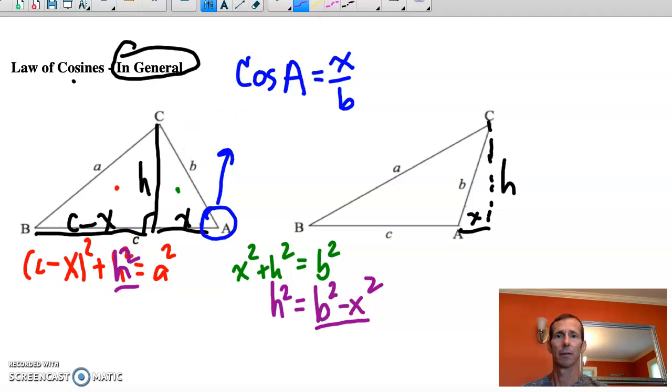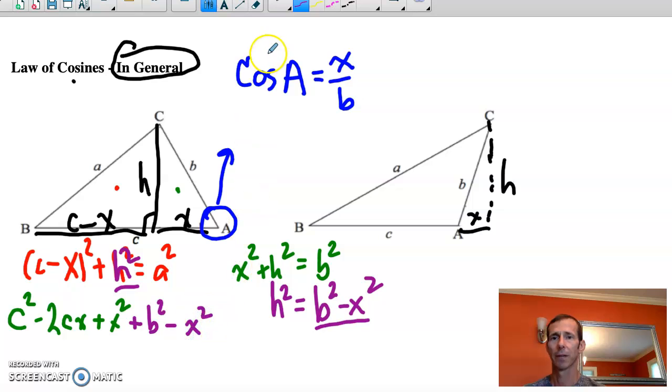And then we will have our expression. So if I expand the c minus x squared, I should get c squared minus 2cx plus x squared. Now I'm going to do a substitution here. H squared is equal to b squared minus x squared, so plus b squared minus x squared. And that still is going to equal, I'll go back to green for now, equals a squared. Just so you can see, the purple substitution went in for h squared and I expanded.